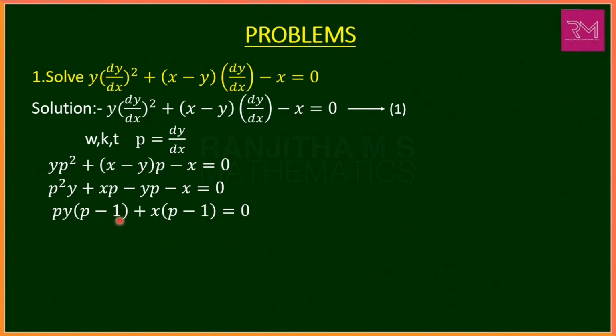Next step, take this p minus 1 as common in all terms and equate to 0. We get p minus 1 into py plus x equal to 0. Hence we get p minus 1 equal to 0 and py plus x equal to 0. Next step, take this value to the right hand side and put in the place of p as dy by dx.